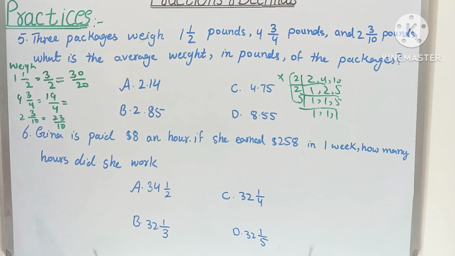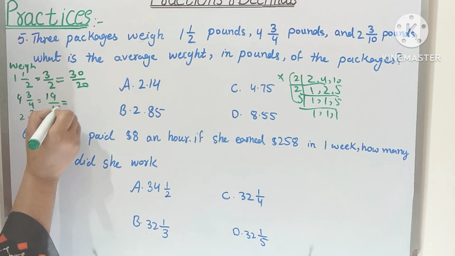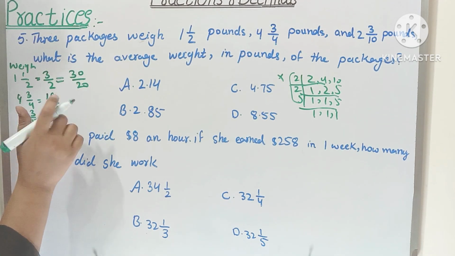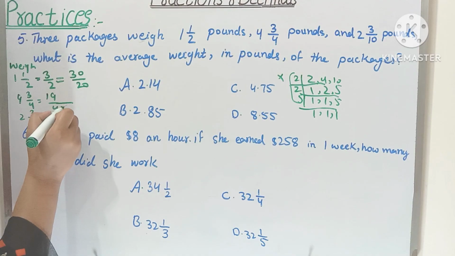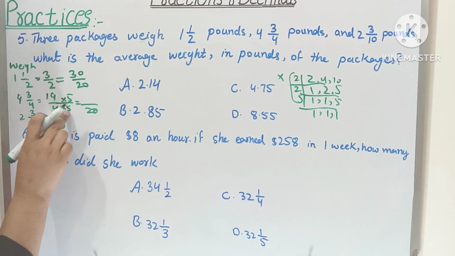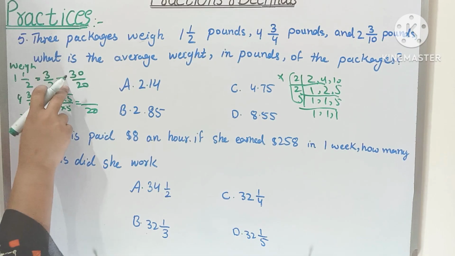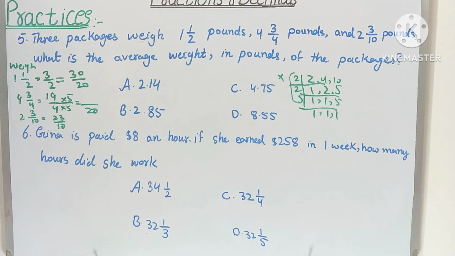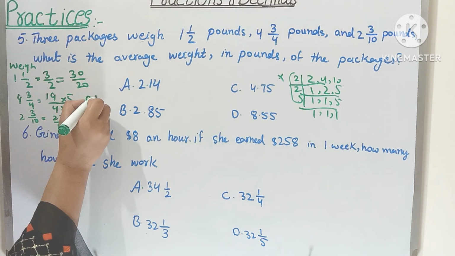Next, 4 fives are 20. Then I will multiply both of them by 5, in which I multiply the denominator by the same number, then multiply the numerator by the same number. 95 over 20.